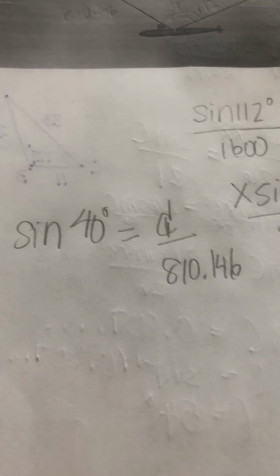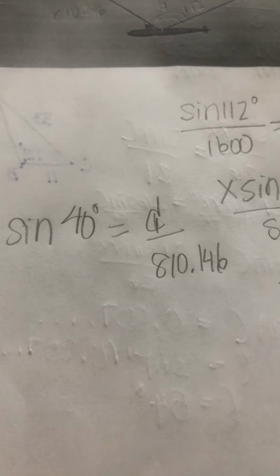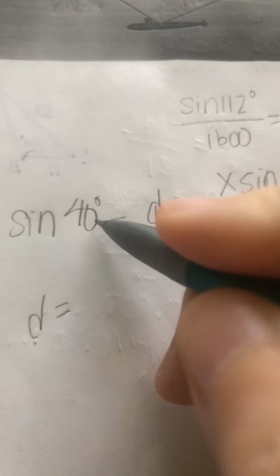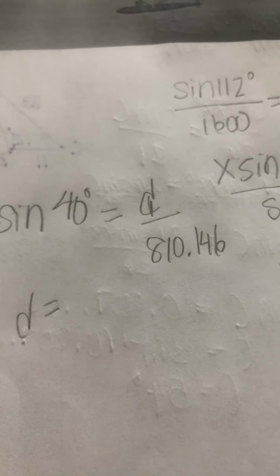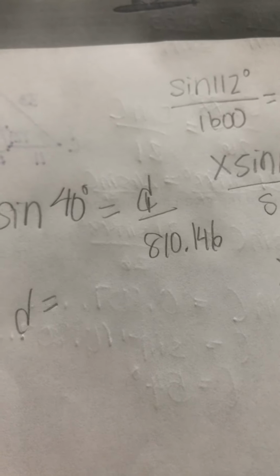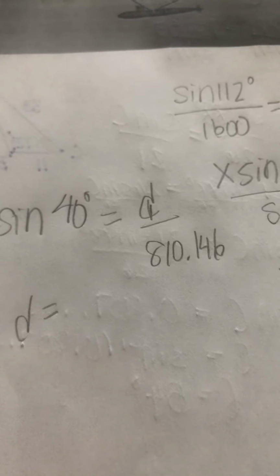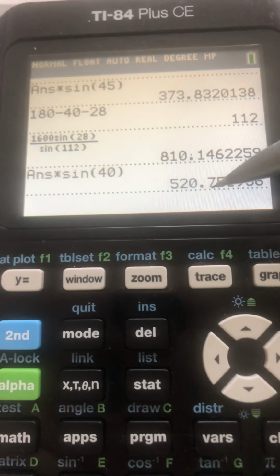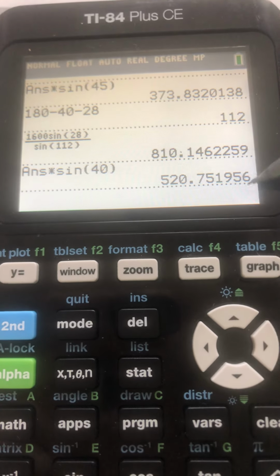Okay, so how you solve that is you do d equals 810.146 times the sine of 40. And it's rounded to the nearest foot. So I use the unrounded version, so I just did this times sine 40 degrees. So you get 521 if you're rounding to the nearest foot.